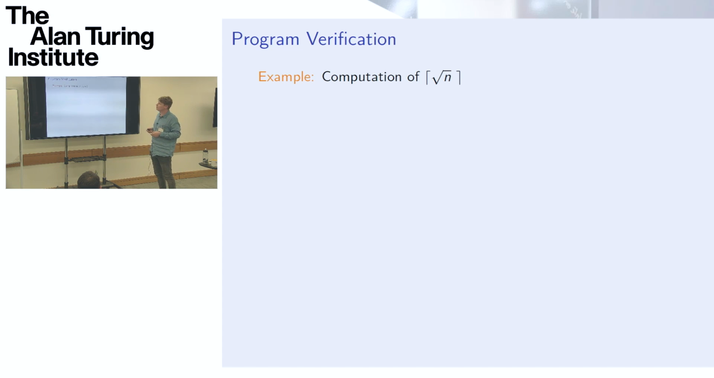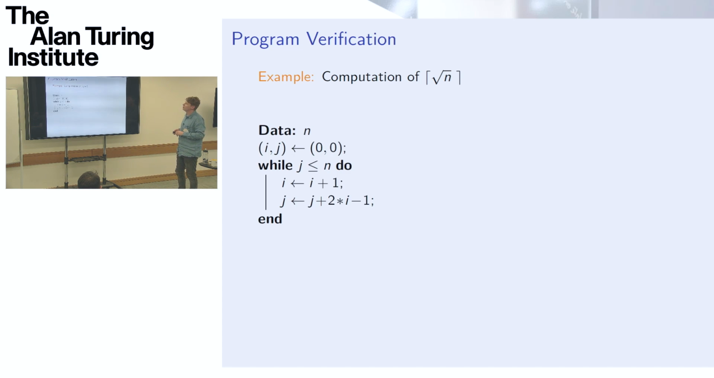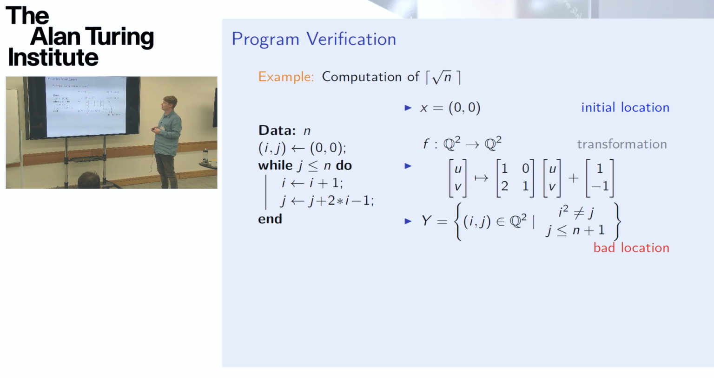So let's say we want to have a program that computes the square root of an integer n. Okay, so a program that does this is this. I'm saying to you that this computes the square root of n, but why? Well, invariance can be a way of proving that a program computes something. So what can I do here?